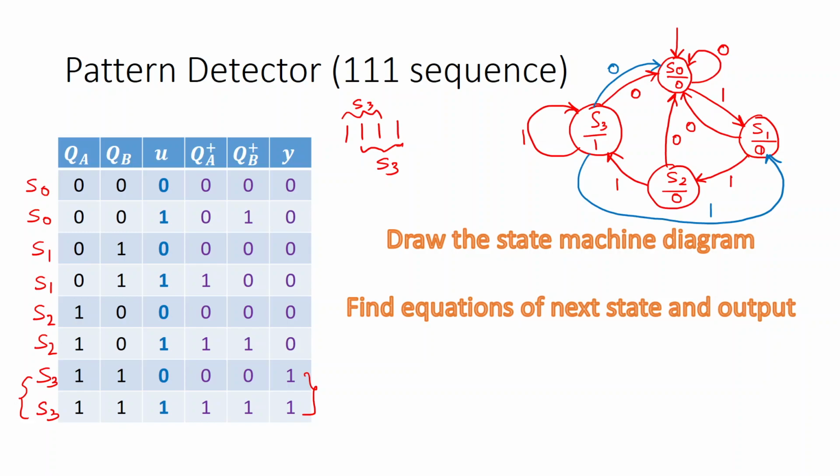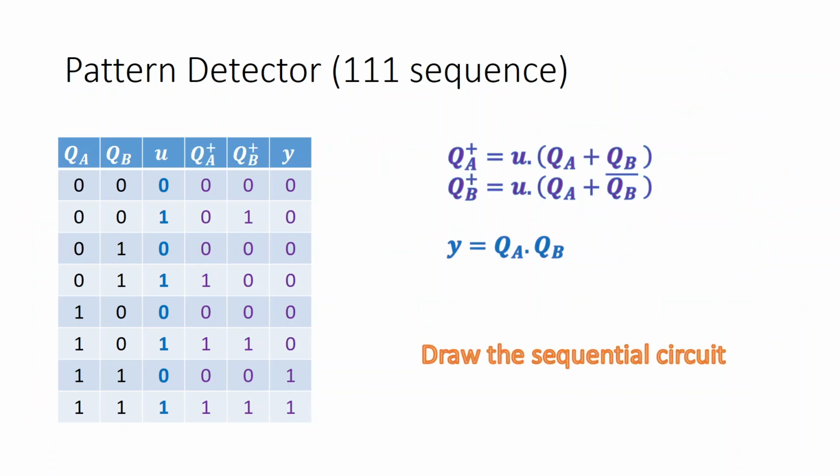So once you have got the state table, you can now find the next state equations and the output equation. The next state equation and the output equation are solved for you. I hope this solution is correct, so you please check yourself, and then you have to draw the sequential circuit. Then you draw the sequential circuit. So since the equations are here, let me try to draw the sequential circuit.